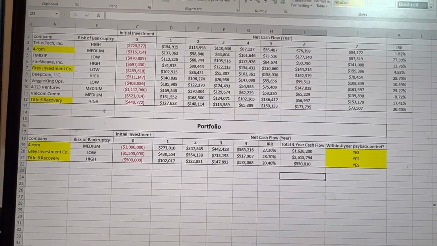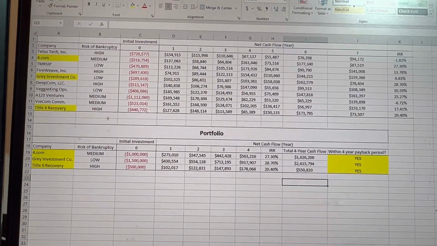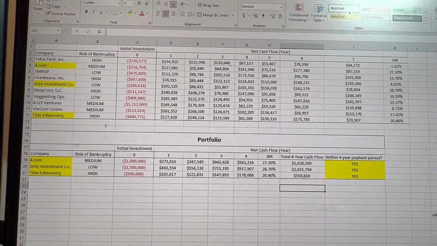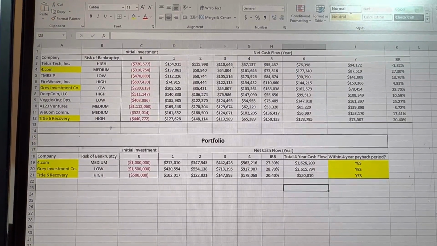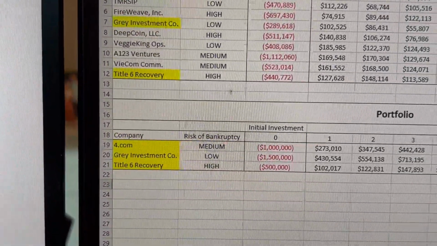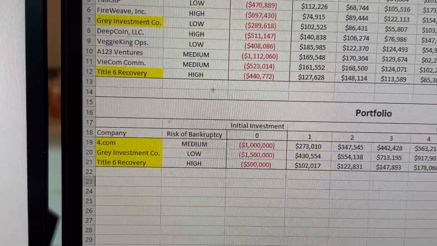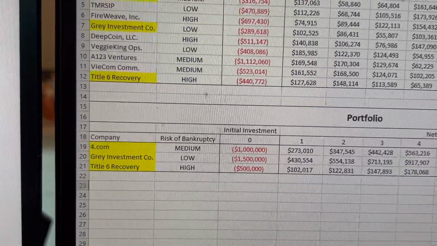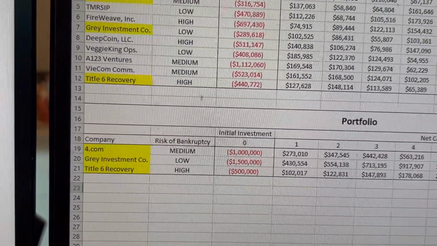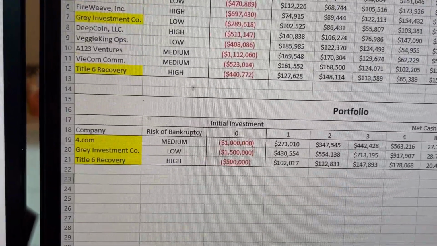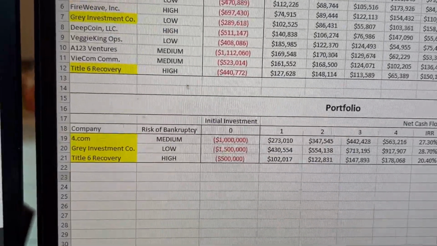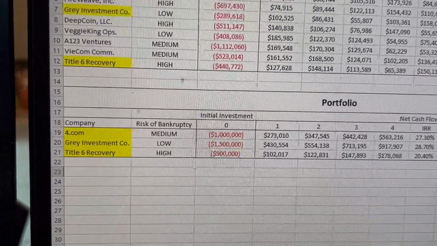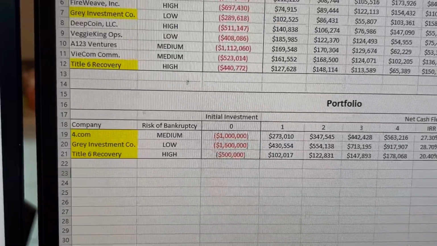All right. After calculating the internal rate of return for each company, what I saw was that the companies with the highest internal rate of return for each level of risk of bankruptcy were the ones I invested in. Title Six Recovery, which was high, Four.com, which was medium, and Gray Investment Company, which was low. It was a no-brainer to invest in these companies by using that formula, and it made sense with the $3 million to break it up between these three.